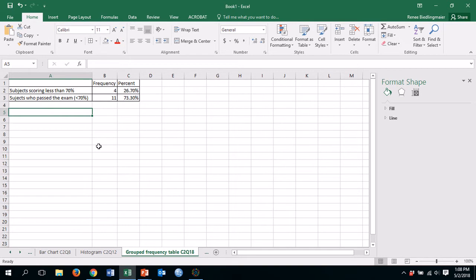So we have the subjects scoring less than 70%, which is 4 people, and the percentage of the total is 26.7. And subjects who, oh, I have a typo there, subjects who passed the exam, so then we have 11 of those folks. I have 2 typos there, which is 73.3%.